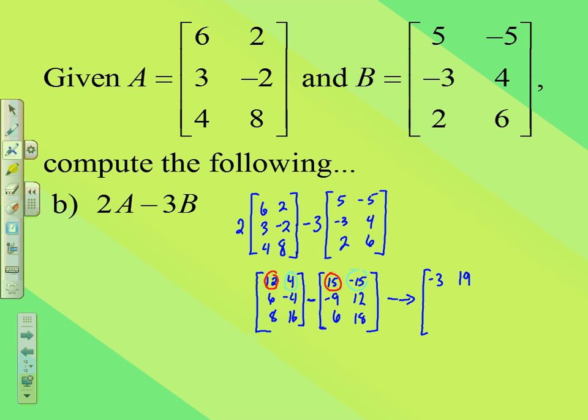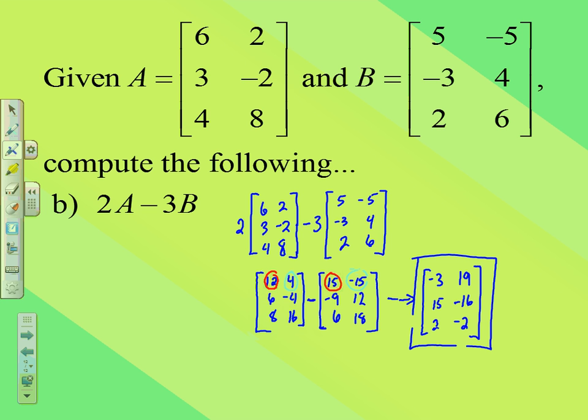So for the next row, I'll skip the color coding now. If you need to, make a note to yourself and bring it to me in either class or tutoring, and I'll walk you through it a little bit more. But now we're going to say 6 minus negative 9, and that'll give me a positive 15 for the first element of the second row. Negative 4 minus 12 will give me a negative 16 for the next element. And 8 minus 6 gives me a 2. And 16 minus 18 gives me a negative 2. So here is our final solution.